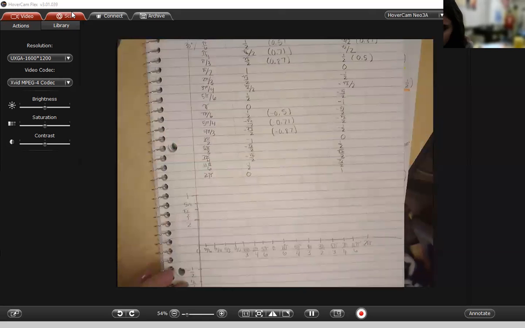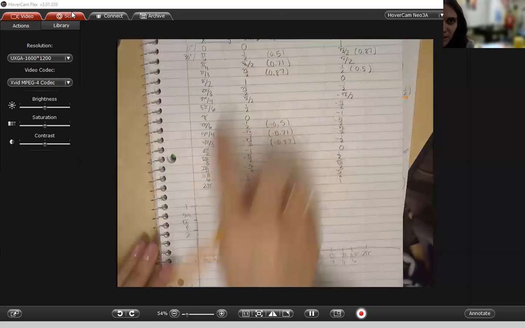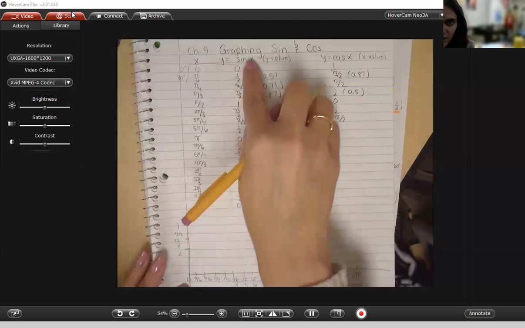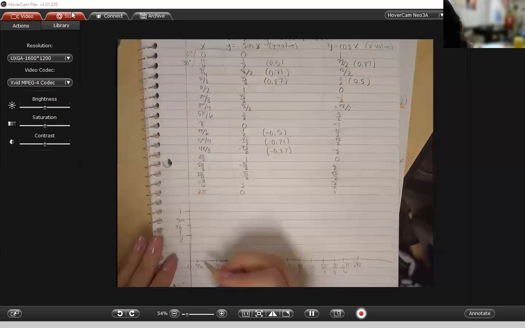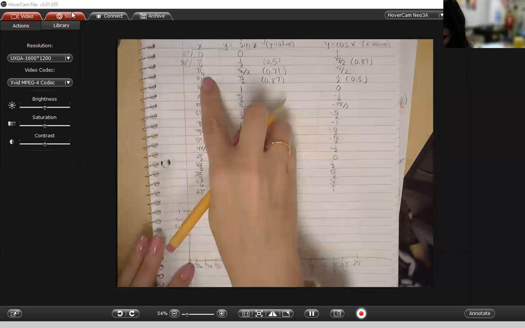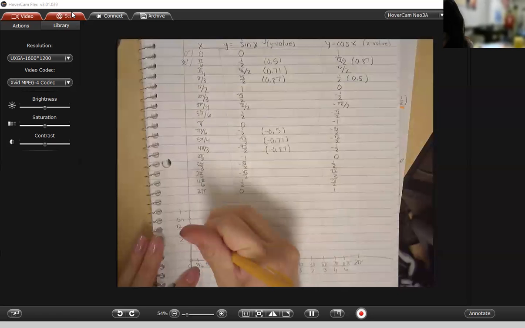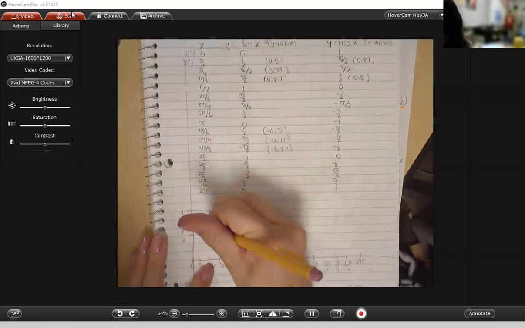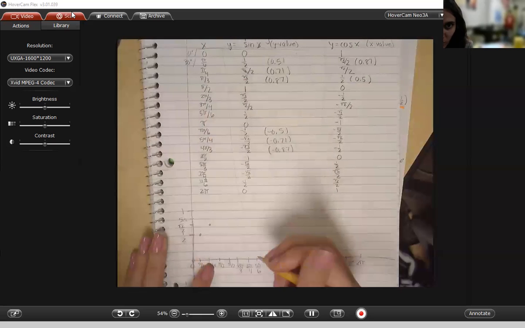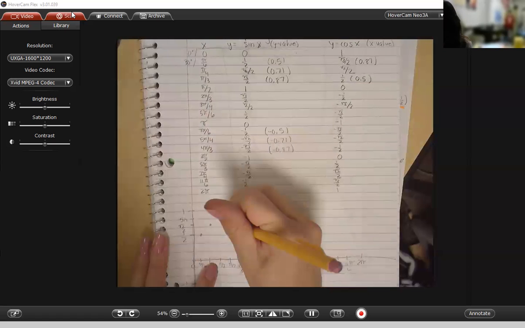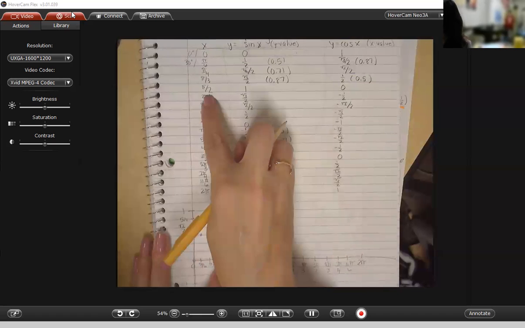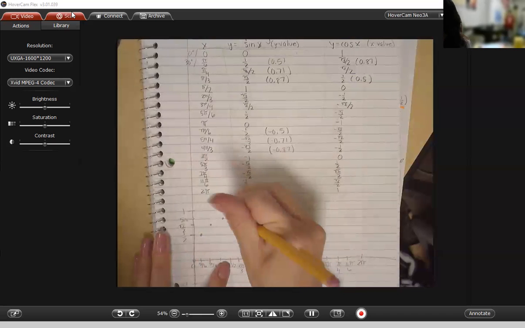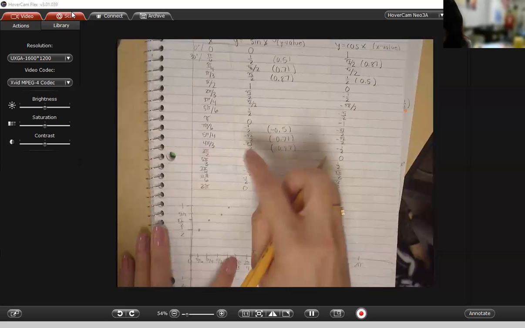Let's do the sine graph first. So if this is my x coordinate, my y coordinate is going to be the sine of x. So when x is 0, the sine is 0. When x is pi over 6, the sine is 1/2. When x is pi over 4, the sine is rad 2 over 2. When x is pi over 3, we have rad 3 over 2. When x is pi over 2, my sine is 1. And then maybe you'll start to see a pattern.